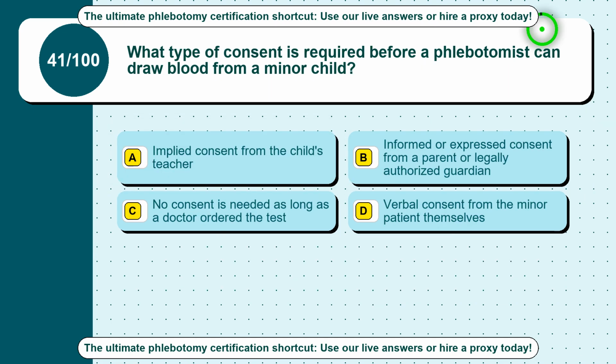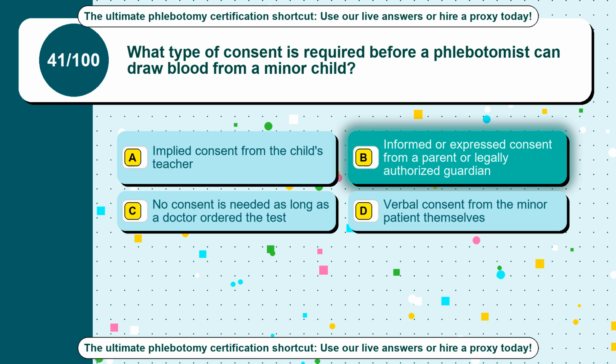Question 41. What type of consent is required before a phlebotomist can draw blood from a minor child? Option A, implied consent from the child's teacher. Option B, informed or expressed consent from a parent or legally authorized guardian. Option C, no consent is needed as long as a doctor ordered the test. Option D, verbal consent from the minor patient themselves.